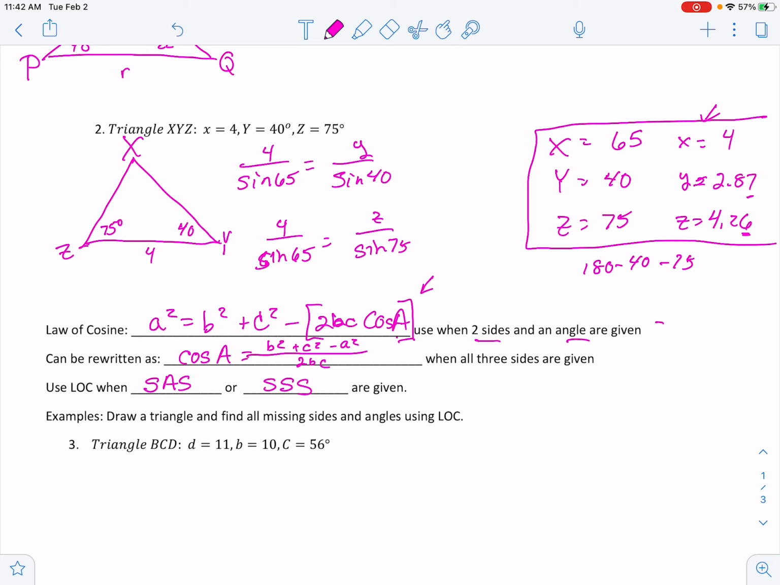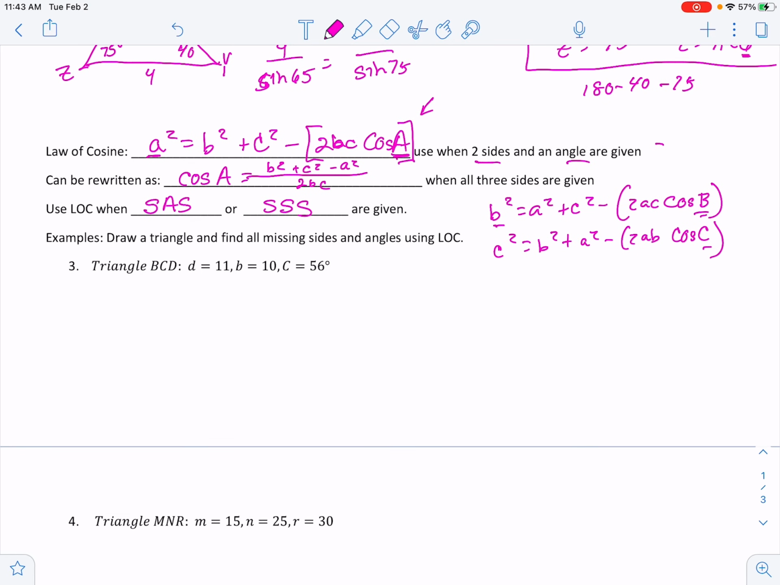All right, and the other thing to keep in mind is that I could have done this. B squared equals a squared plus c squared minus 2ac cosine of b. This and this match, a and a. Or I could have done c squared equals b squared plus a squared minus 2ab cosine c. And the other thing to remember is to use the cosine. All right, so I'm going to set this up.